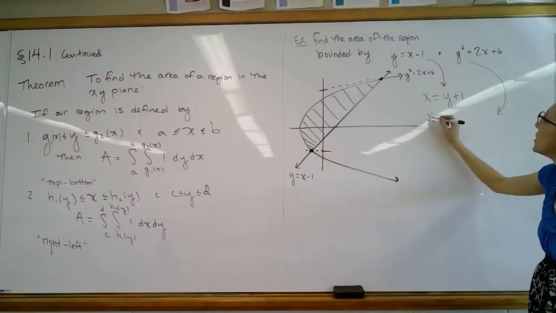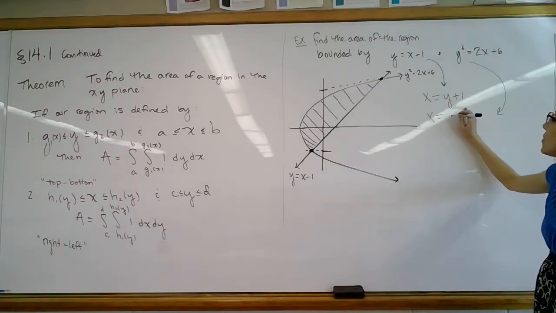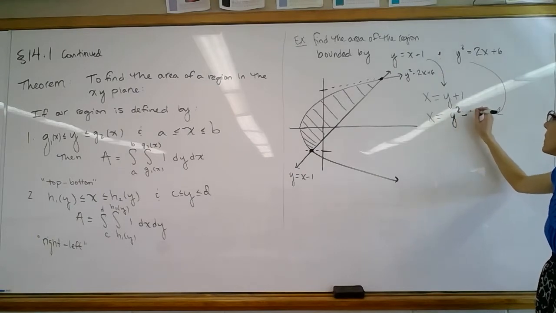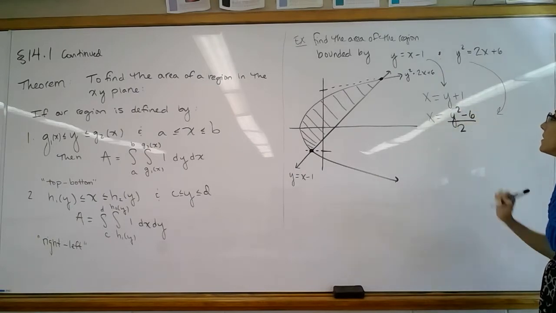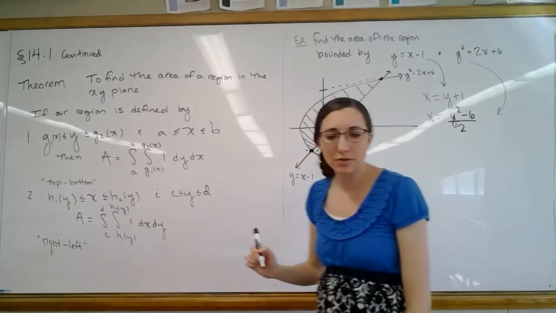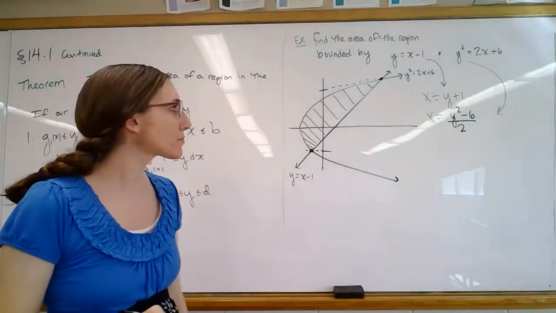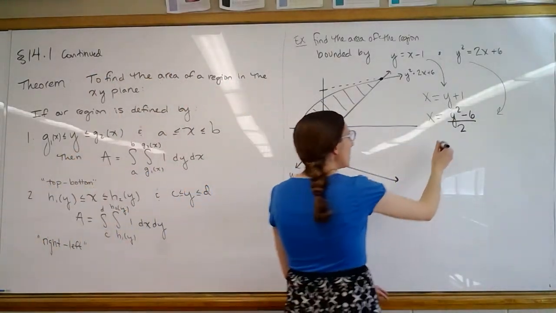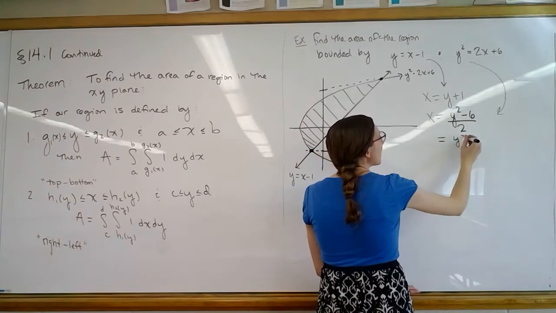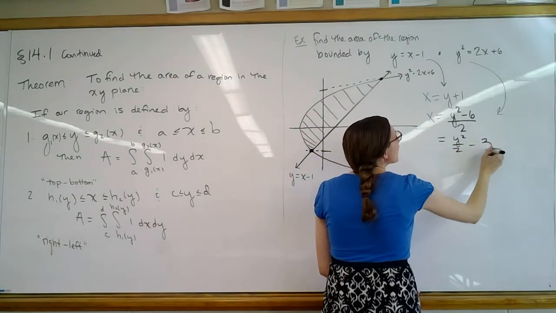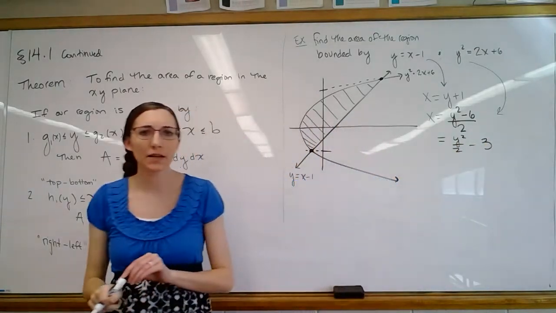So we would have x is going to be y squared minus 6, and then we'd have to divide that by 2, so everything divided by 2. If we want to rewrite that one, we could instead write that as y squared over 2 minus 3, since 6 over 2 is a nice number.